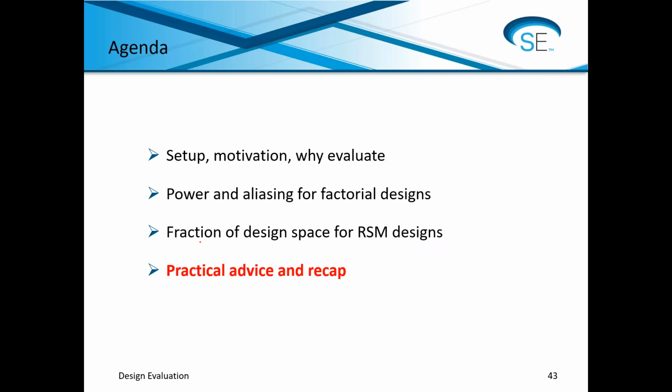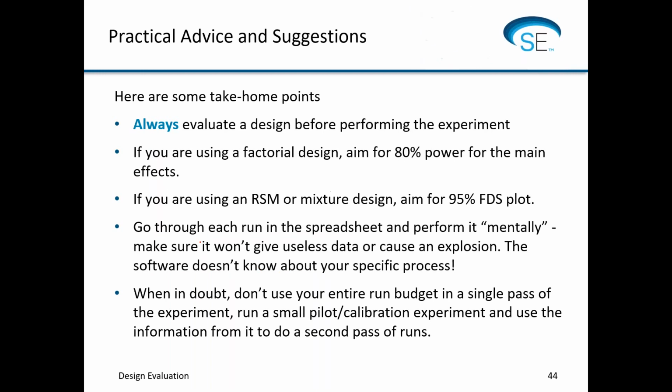So let's just wrap this up. I do apologize for going a little bit over time, but here are some take-home points. Just a summary here. Always evaluate a design before performing the experiment, even if it's just literally looking at each run and mentally figuring out, is this run valid? Could something go wrong? And so on. If you're using a factorial design, aim for 80% power in the main effect.